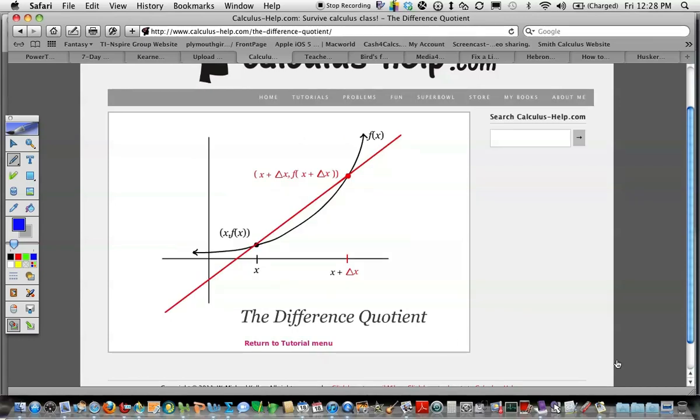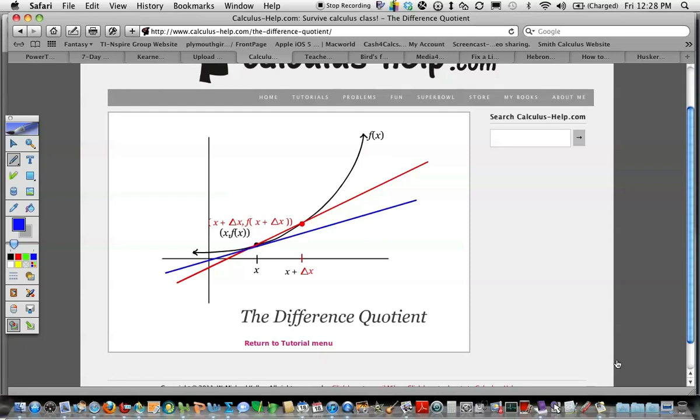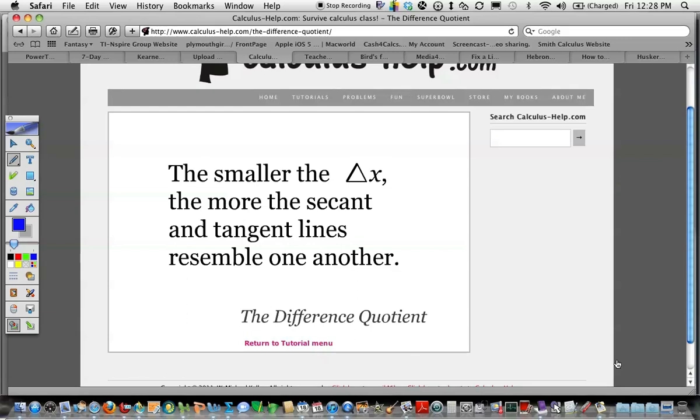Let's look at that graph again. What happens if I were to make delta x smaller? In other words, my second point will be closer to x than it was before. Now, if I draw the secant line connecting my original point to my new point, which is slightly closer, I will get a secant line which looks more like the tangent line than the previous one did. It's getting closer to it. In fact, the smaller delta x is, the closer this secant line will be to the tangent line.